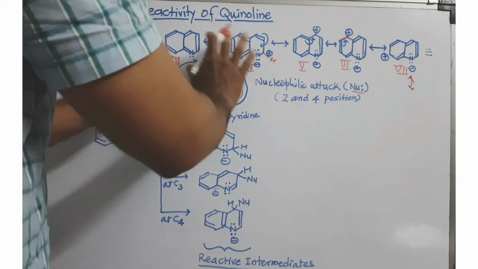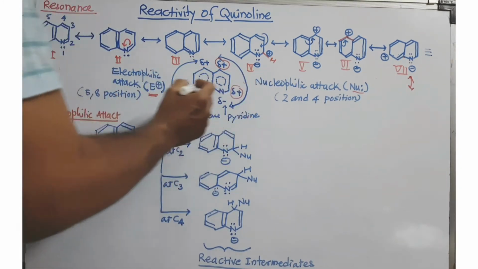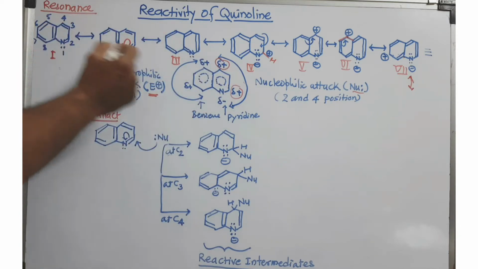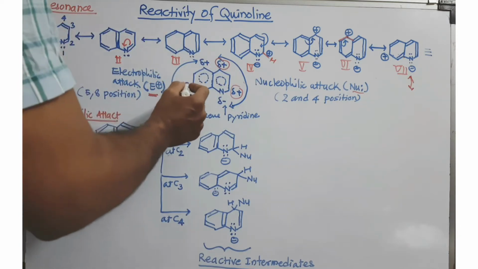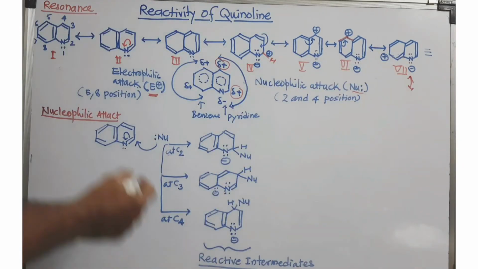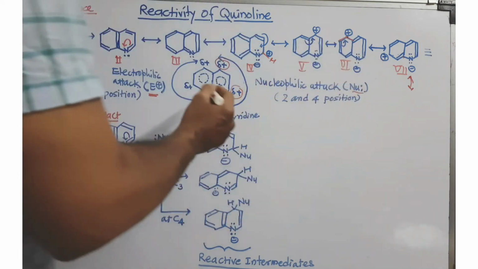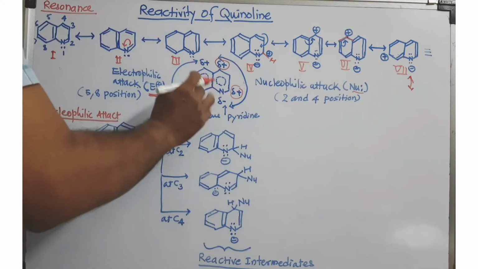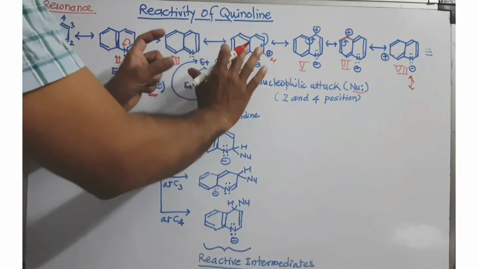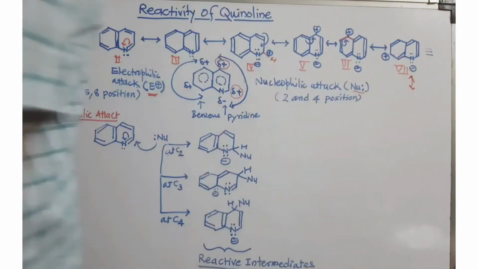So if you look at the resonance hybrid, positive charge is developed at carbon number 2, 4, 5 and 6 position, and there is a partial negative charge over this nitrogen. So this is the resonance hybrid which I have drawn by considering all these 7 structures.